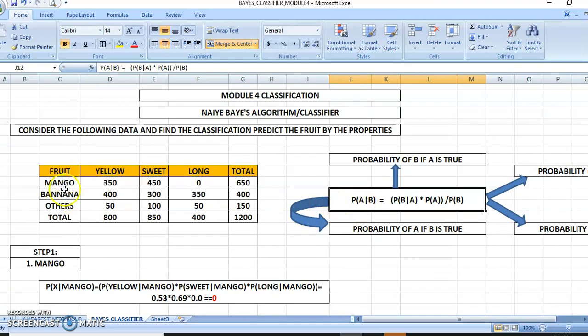For example, if I consider the probability of a mango being yellow, then the probability of mango given yellow equals the probability of yellow given mango, into the probability of A, which in our case is mango, divided by the probability of yellow. This is how we do the formulation for each and everything.